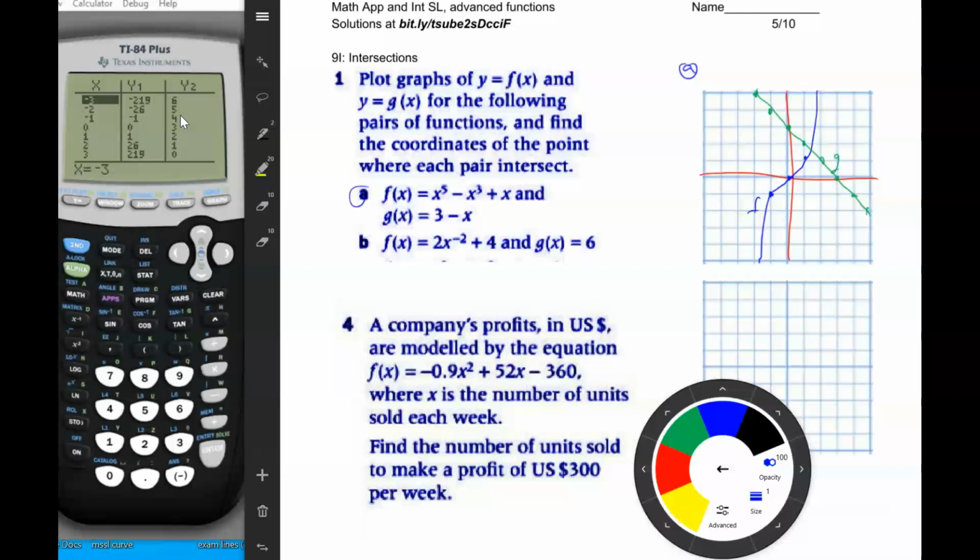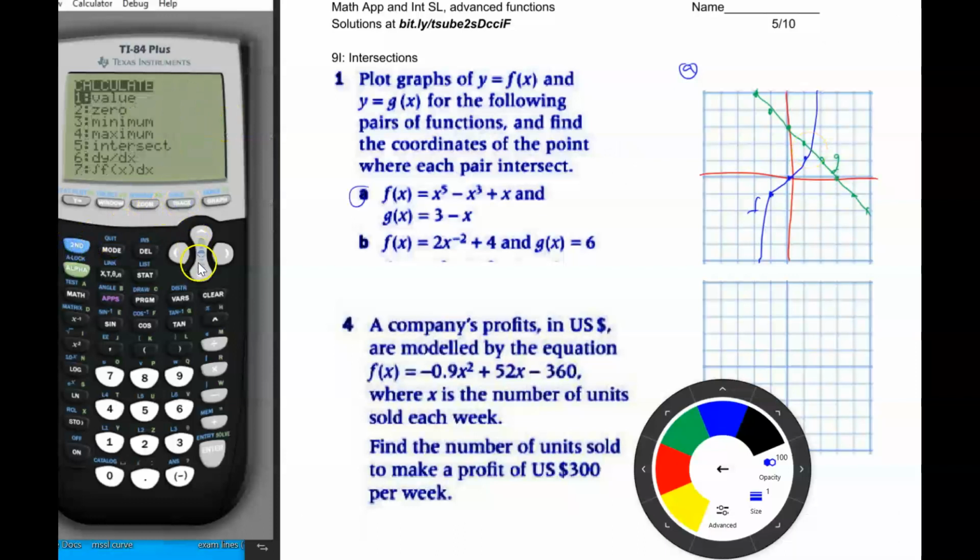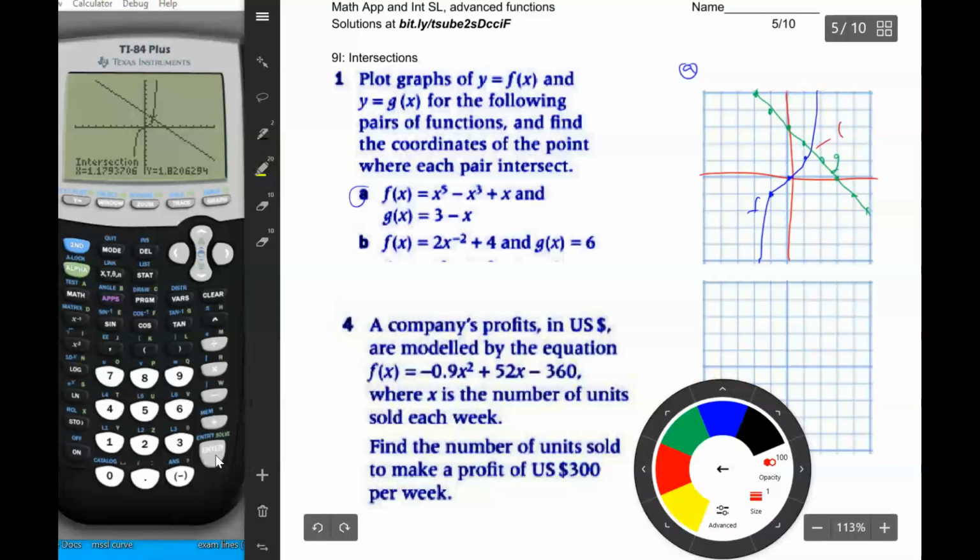And then we want to know the point where they intersect, which is going to be this point right here. It's going to be about 1.5, 1.5. But if I want to find out exactly, I would use the second calc intersect function. Hit enter 3 times, and the coordinate of the intersection is 1.18, 1.82. Okay. 1.18, yes.